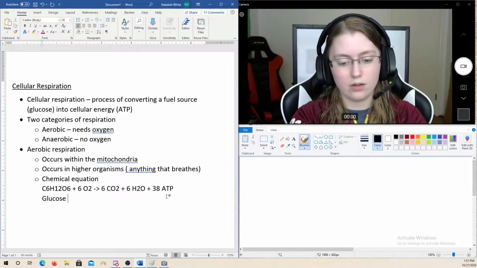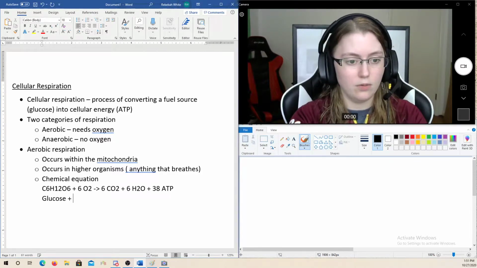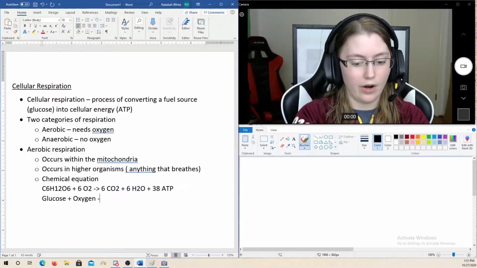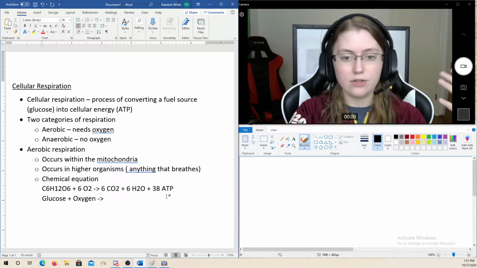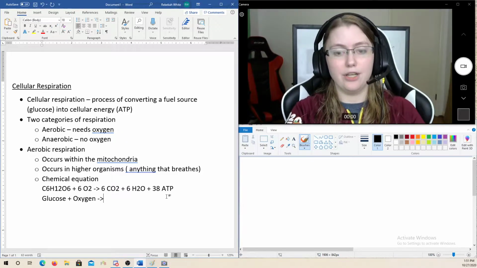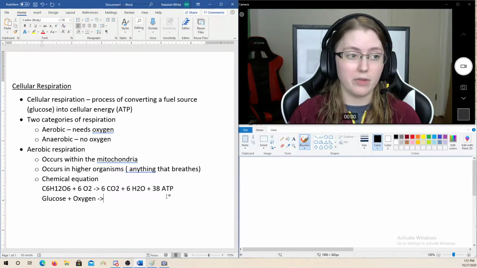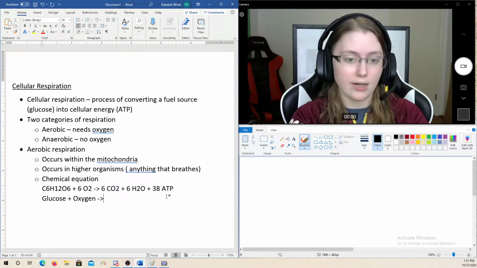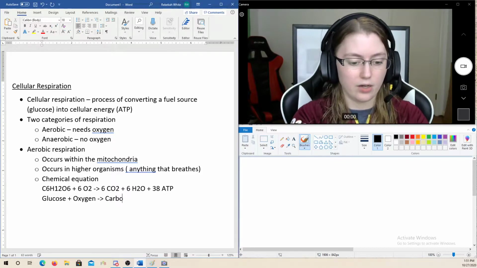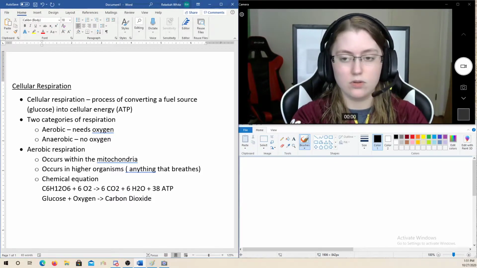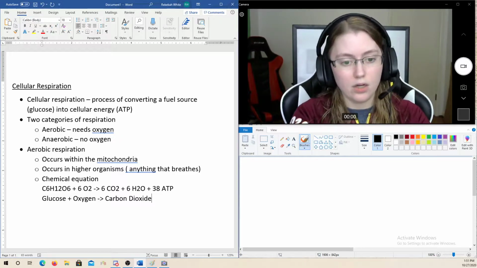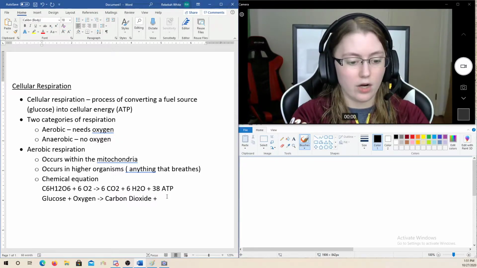So glucose plus oxygen, that's on our reactant side. So we are inhaling oxygen and we are using glucose from the food that we eat. And then on our product side, we have carbon dioxide, which is what we are exhaling for the most part. We have water.